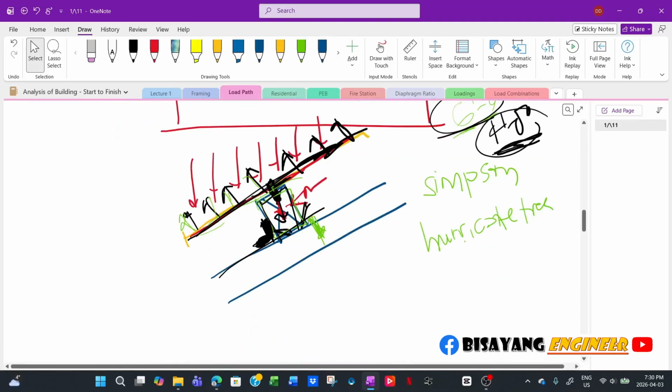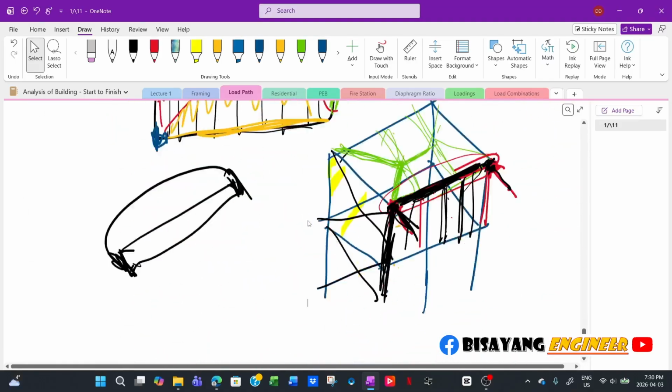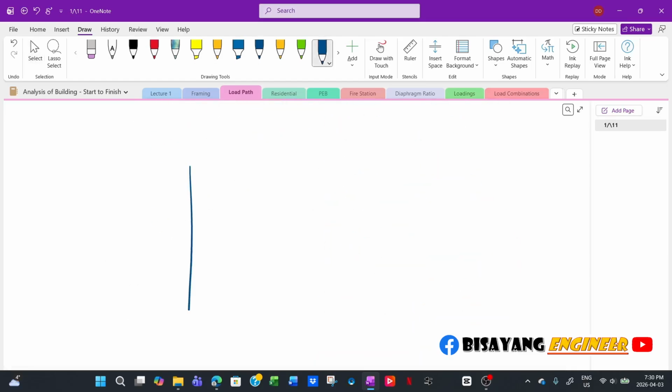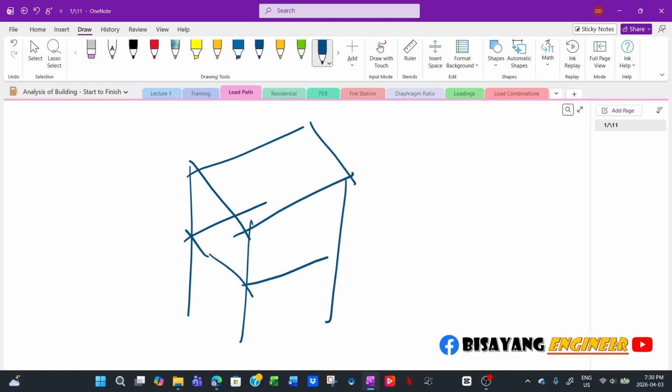Well, seismic. For seismic, it's the same. So remember, for example, this is your frame again, and this is two-story, for example. So this is your foundation. Your base shear is acting at the foundation at grade level, and then if you remember, we will distribute this load to the height, right?